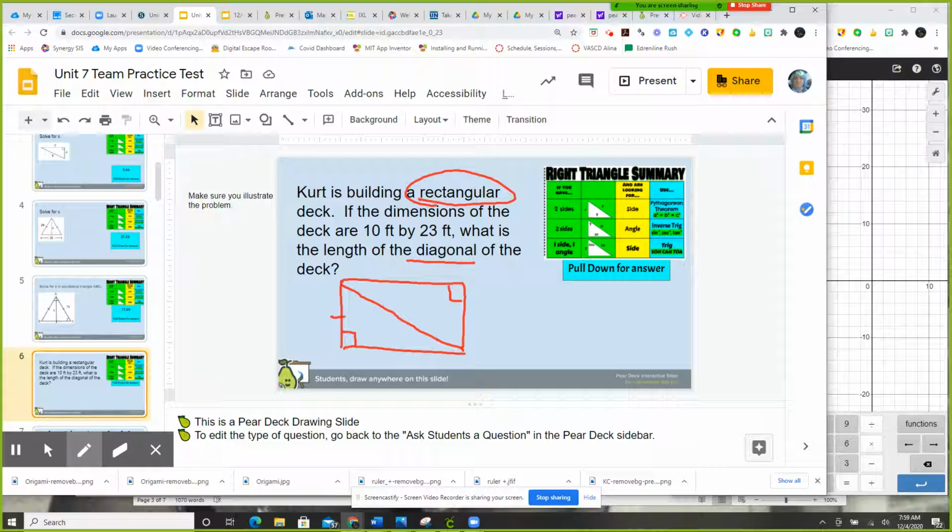When I have a rectangle, I've got 2 short sides that are equal, 2 long sides that are equal, and then the diagonals, in this case, are my reflexive side. And I've got right angles everywhere because it's a rectangle. So what is the length of the diagonal? I need to mark some stuff, though. Where do I put the 10 and the 23?